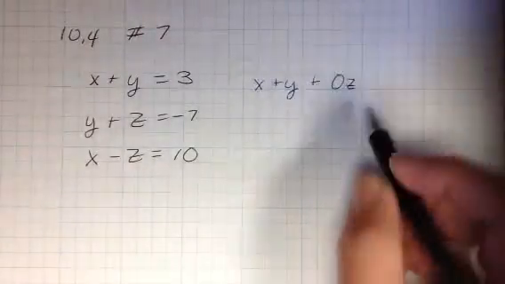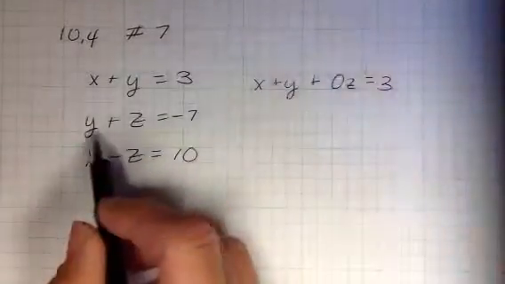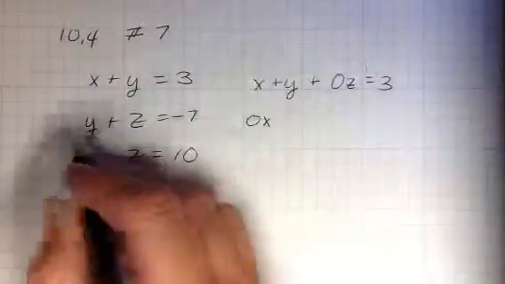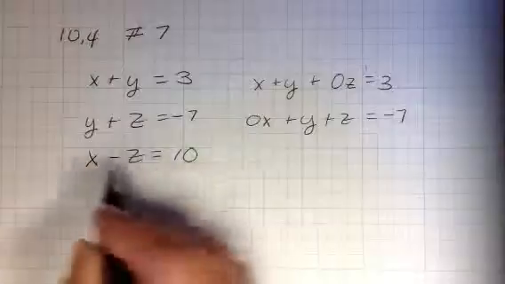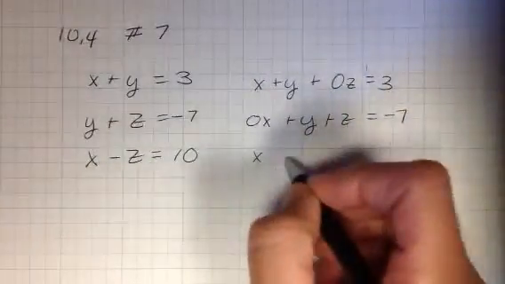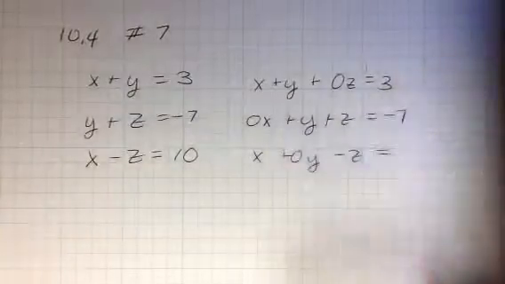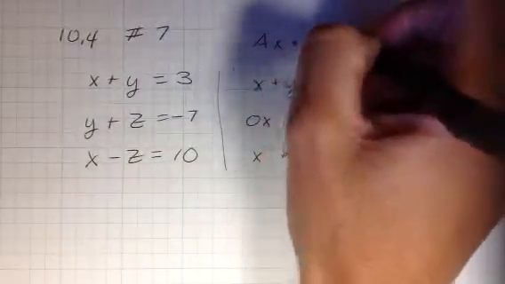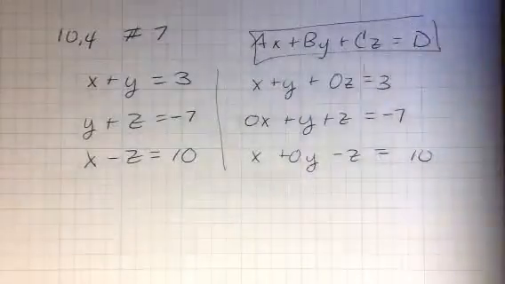if it is missing. So for example, this one would be 0z equals 3. In this equation too, we do not have an x, so I'm going to write 0x plus y plus z equals -7. And in this last one, I'm missing a y, so I'm going to put plus 0y minus z equals 10. Okay? Because now they will be in the form ax plus by plus cz equals d, or standard form.